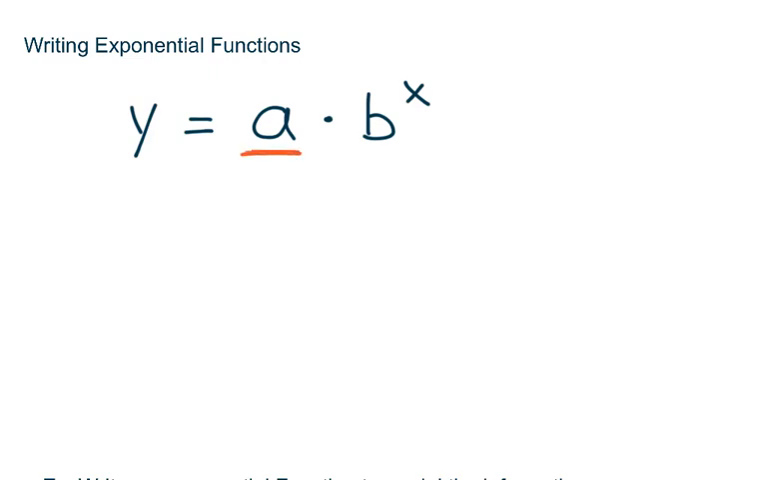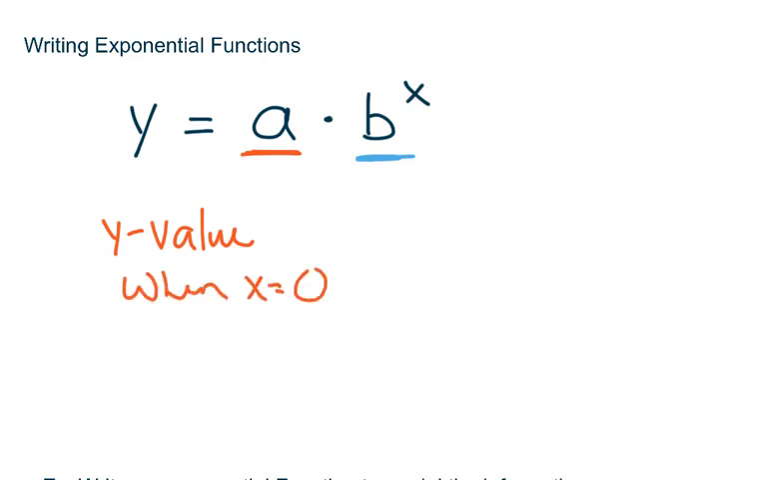We need to find a and we need to find b. Our answer is always going to have a y and an x in it. We need to figure out what these two numbers are, okay? So your a is equal to the y value when x is equal to 0. You'll be given enough information that you can figure out the y value when x is equal to 0.